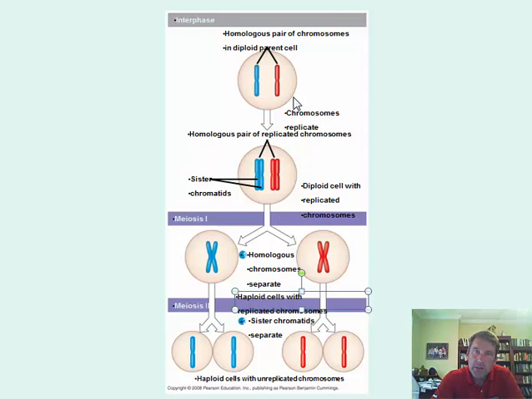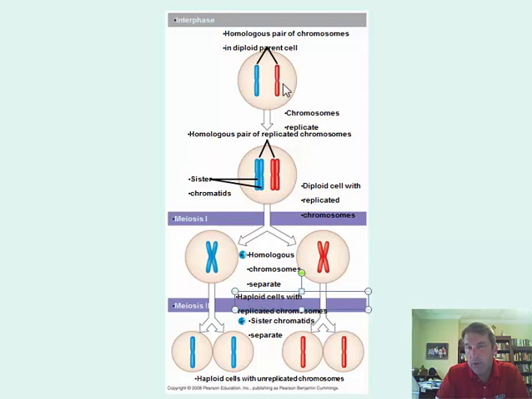So we start with one cell, and we use the same names for the phases: interphase, prophase, metaphase, anaphase, and telophase. We use those same names for the phases, but there is a little bit different behavior, and so we're going to look at that. But here is an overview of the whole process of meiosis that includes meiosis 1 and 2.